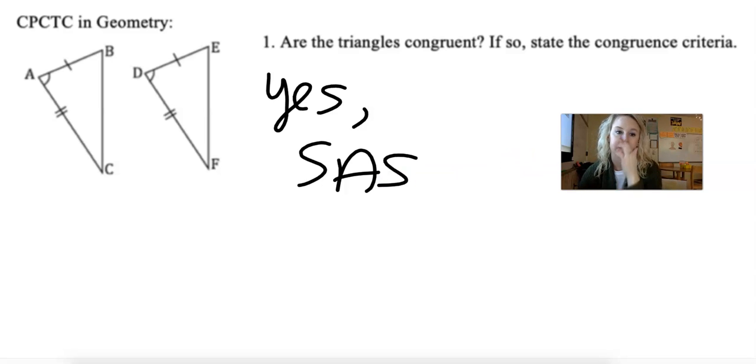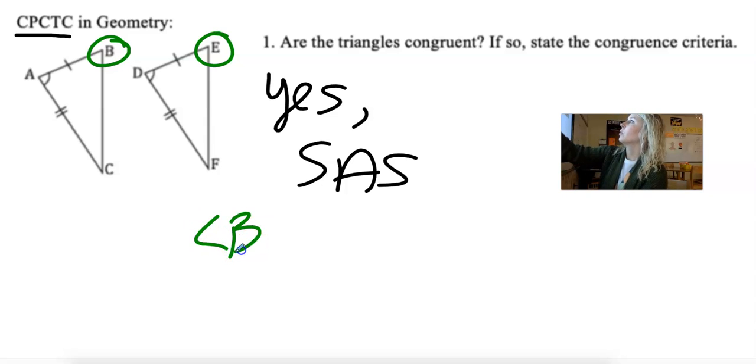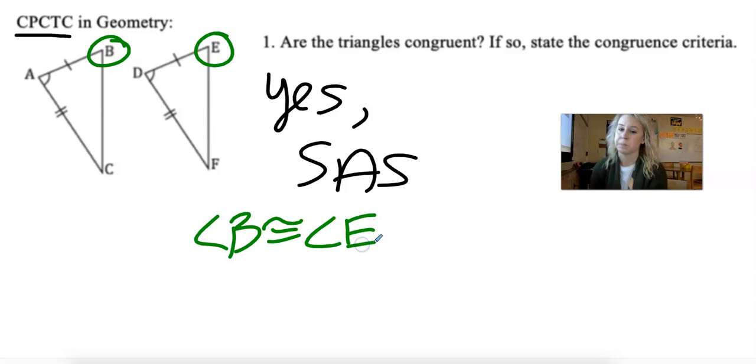So what that tells me, CPCTC, I already know A and D are the same, they have a mark. I already know A and B and D and E are the same, they have a mark. I already know AC is congruent to DF, they have a mark. But if I know they're congruent, I know the other three missing pieces of information is also the same. So for example, I know B and E, they're corresponding parts of congruent triangles, so they have to be congruent. So I know that angle B has to be congruent to angle E by CPCTC. It's a part in congruent triangles, so they have to be the same.